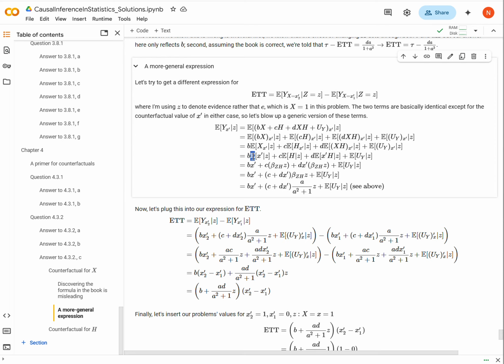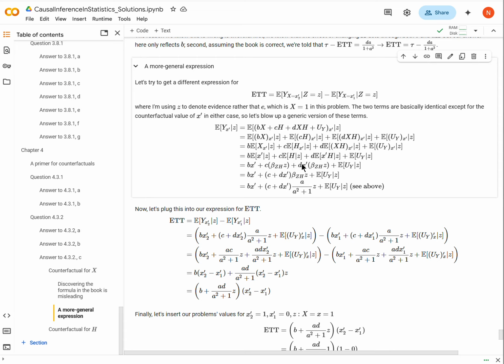So now I'm going to continue to simplify these terms here. I have beta x prime given z, given the evidence, but the way these set values work, it doesn't matter what the evidence is. It is just x prime. x prime cannot be changed by the evidence because we're setting that value there. And now I have c times the expected value of h given z.